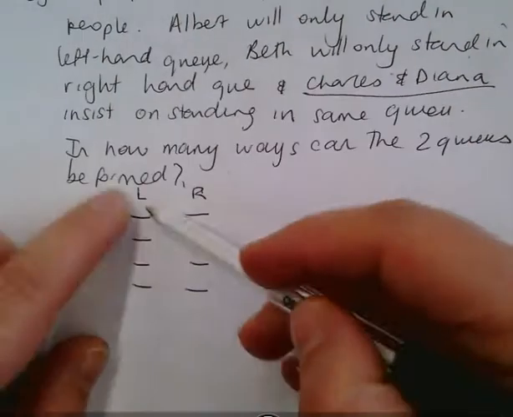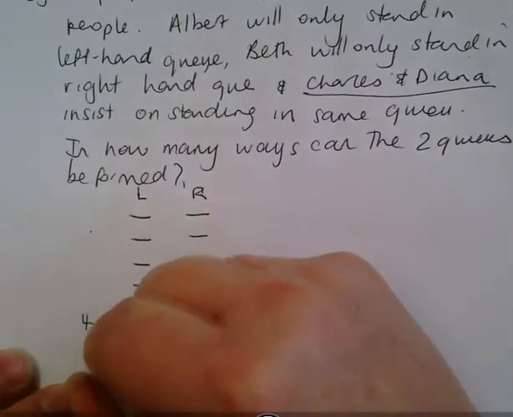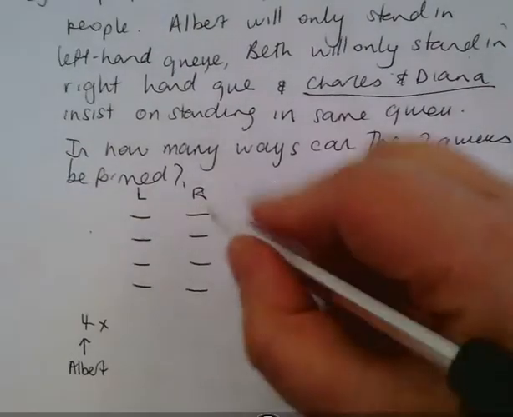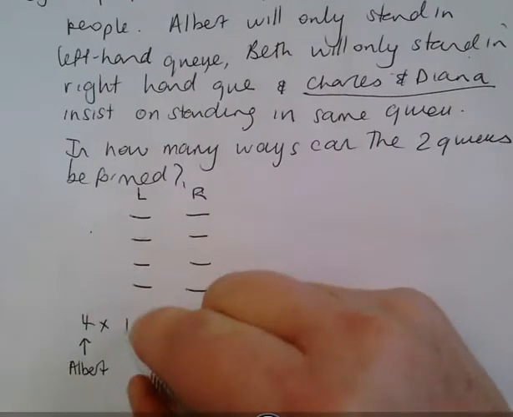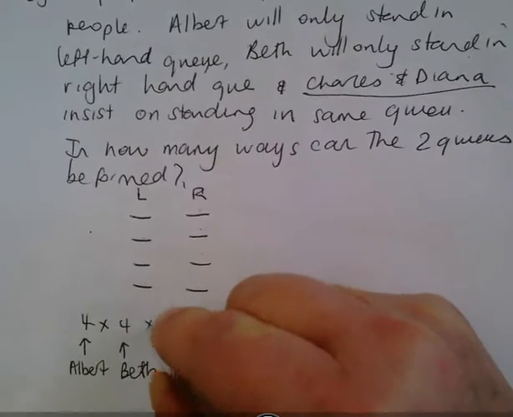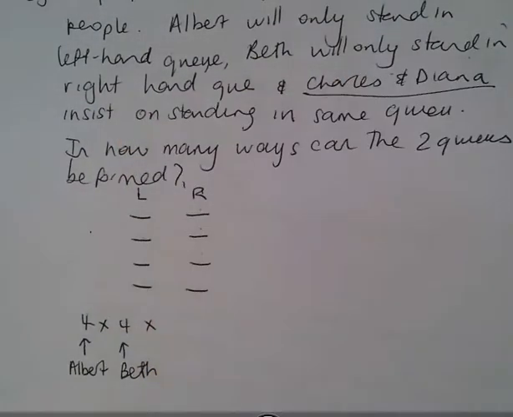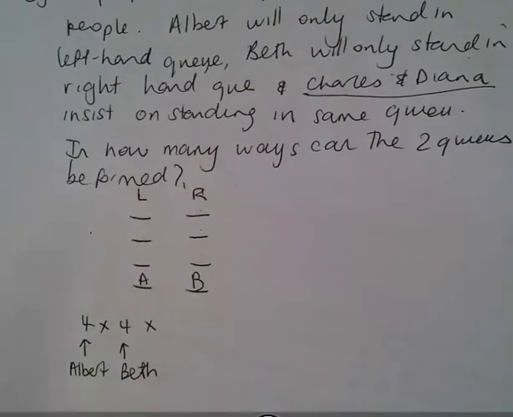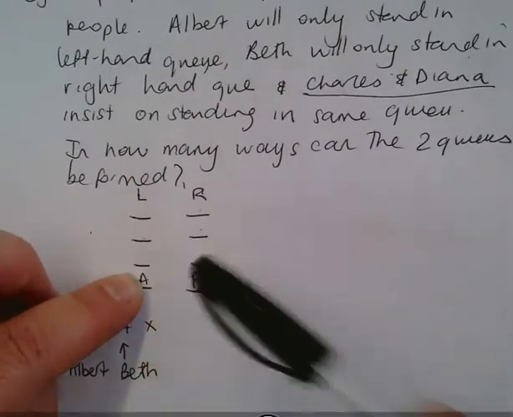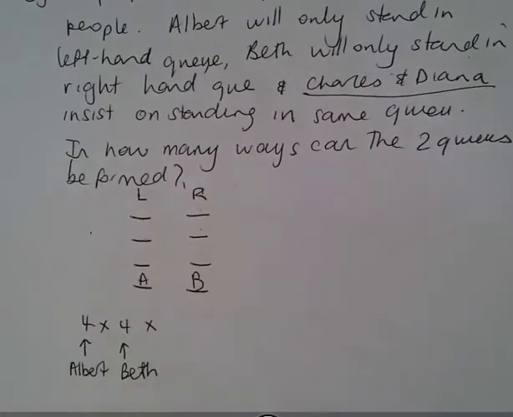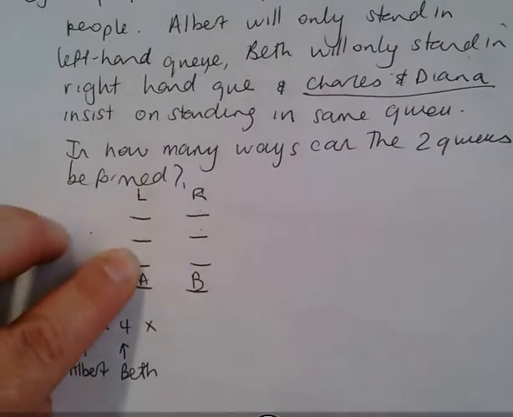We know that Albert will only go in one of these 4 places, so let's just put Albert in. He's got 4 choices, okay? Beth will only stand in the right-hand queue, so she's got 4 choices as well. I'm just going to put them anywhere, in one of those 4 places. Albert here, Beth here. They're not necessarily at the end; Albert could have been 1, 2, 3, 4, and Beth could have been 1, 2, 3, 4. But I'm just putting them down so that I know there are now only 3 places left.